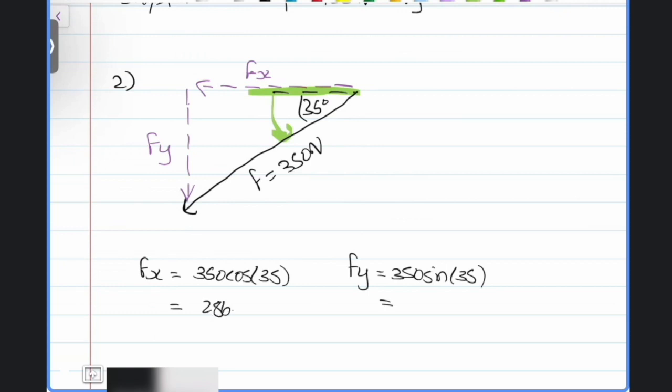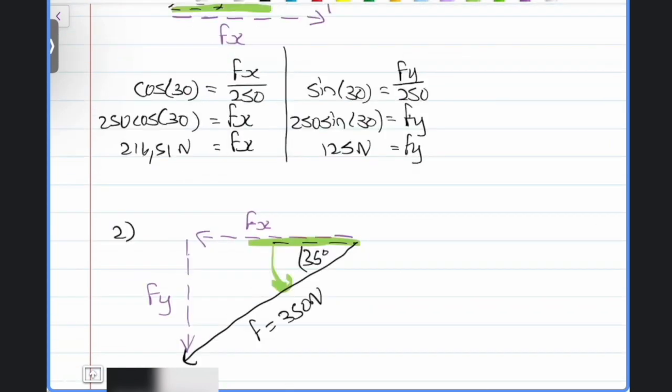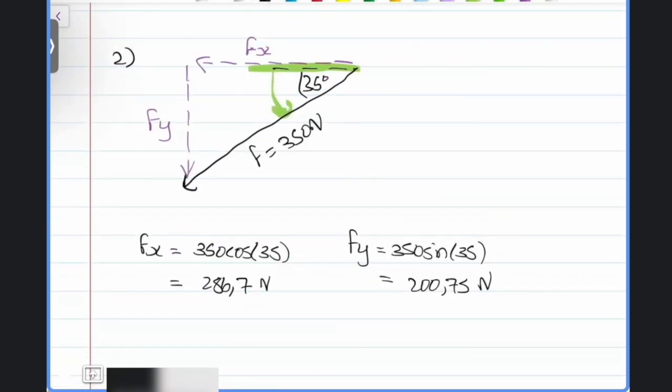So 286. Okay, so 200.75, done. Okay, so now we're done with this first part. And what we're going to do now is we are going to understand what a resultant vector is.